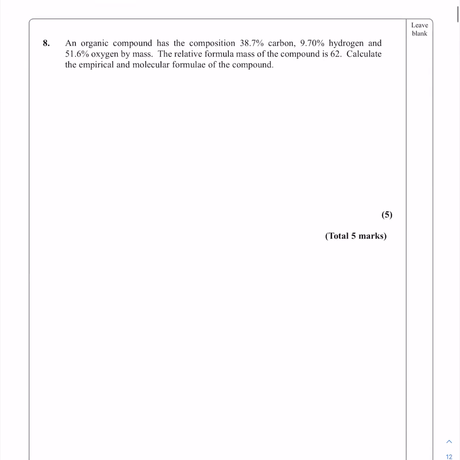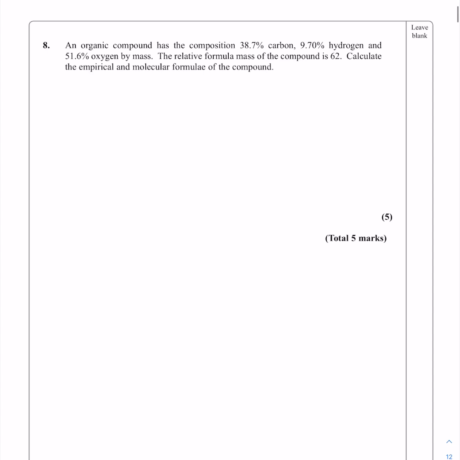That's question 7. Question 8. An organic compound has the composition 38.7% carbon, so it's like 38.7 gram carbon, 9.70 gram hydrogen and 51.60% oxygen, so 51.60 gram oxygen by mass. The relative formula mass of this compound is 52. Calculate the empirical and molecular formulae of the compound.